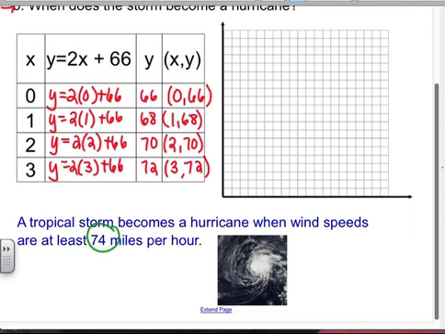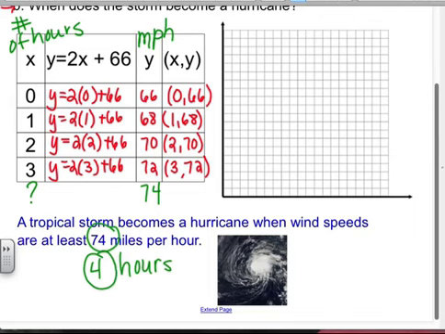Well, if you look back at our table, our Y values were our miles per hour, and our X values were number of hours after it came into the Gulf. So after 0 hours, it was going 66 miles an hour. After 1 hour, it was going 68 miles an hour. 2 hours, it was going 70 miles an hour. 3 hours, it was going 72 miles an hour. How many hours would it take for it to reach 74 miles per hour? And obviously, I hope that you see there's a pattern there. And the answer is 4.